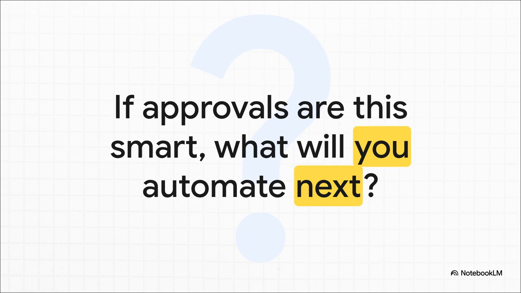And that brings us to the big final thought. We've just seen how Salesforce can automate a really complex, multi-person decision. So the question I want to leave you with is this. If your approvals can be this smart, what's the next manual process you're going to teach a Flow to do for you?